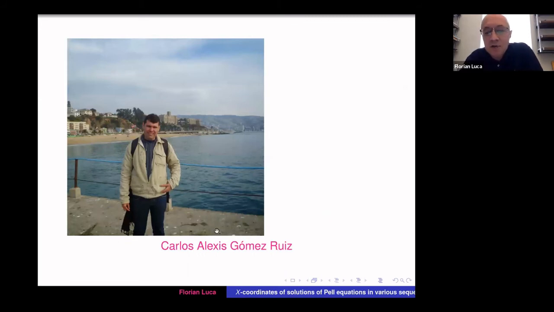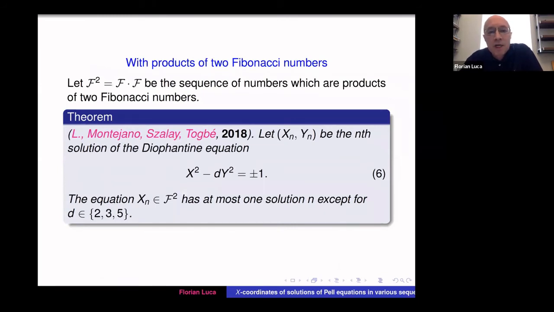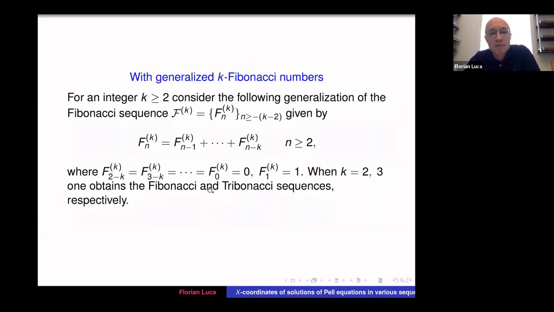This is the colleague in this paper. His name is Carlos Alexis Gomez Ruiz, who was my PhD student at the Universidad del Valle, which is a university in Cali, Colombia, and he's a professor there now. We can do it with products of two Fibonacci numbers. You can do it with products of two Fibonacci numbers, and the only cases are when d is equal to 2, 3, 5, you have at least two of them, but otherwise you have at most one of them.